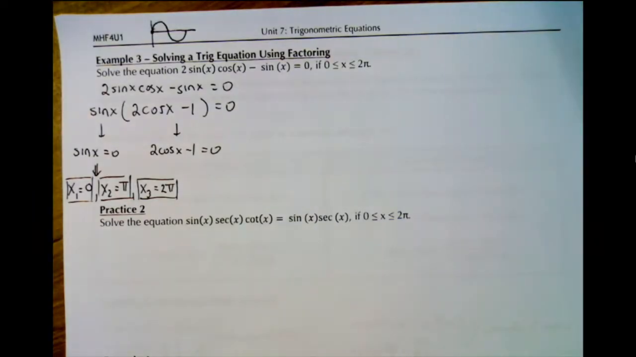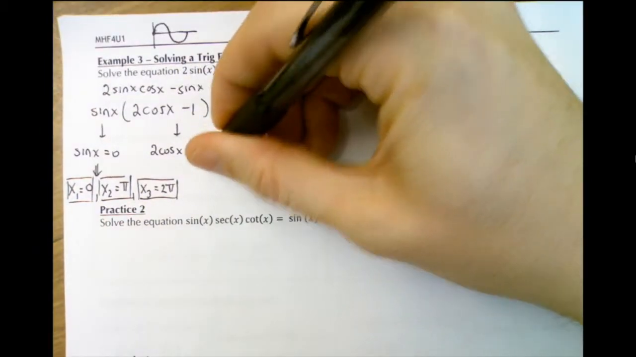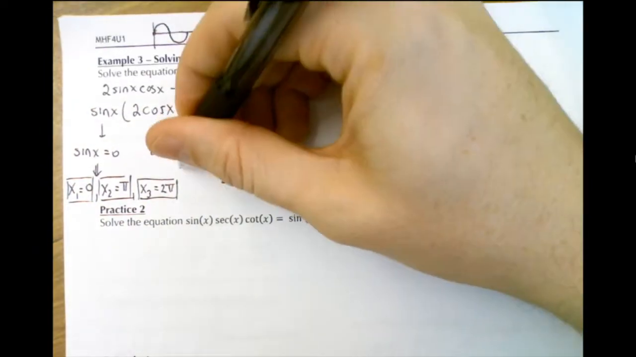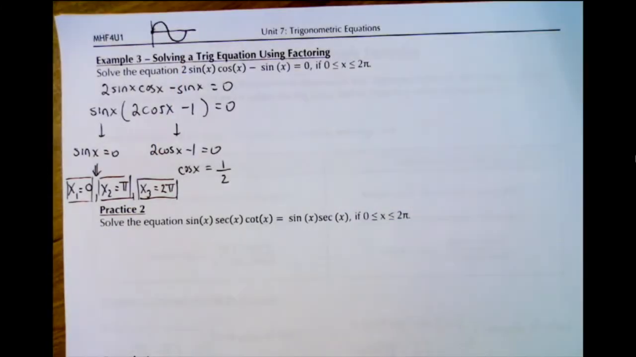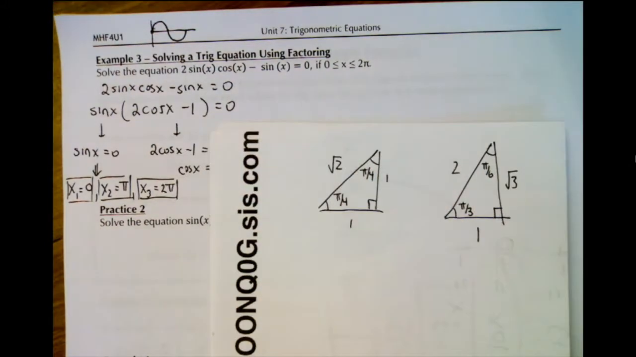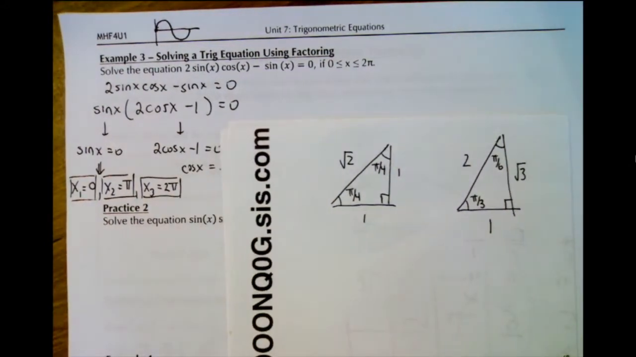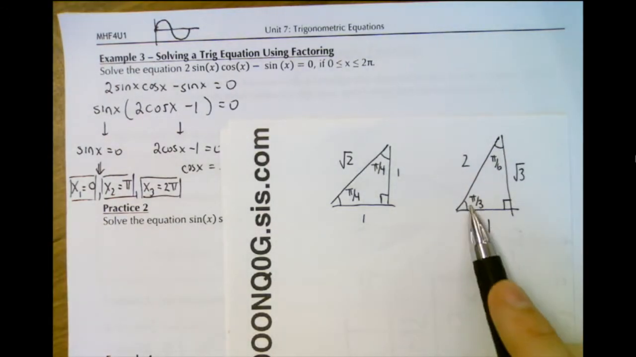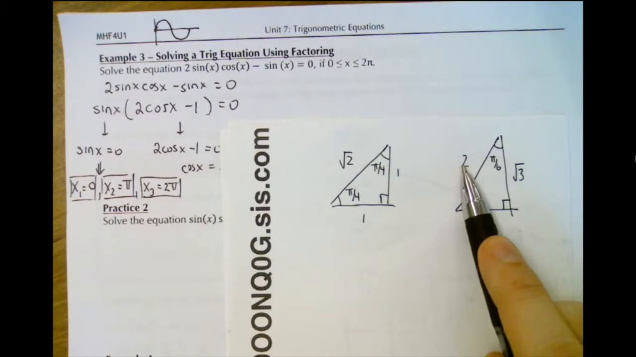The second set of answers comes from this linear trig equation. If you start isolating for x, add 1 to both sides, divide both sides by 2. You're looking for where cos x equals 1/2. Cos x equaling 1/2 is one of the special triangle angles. In our special triangles, 1 and 2 exist in this triangle. Cosine of pi over 3 would give us our 1 over 2.